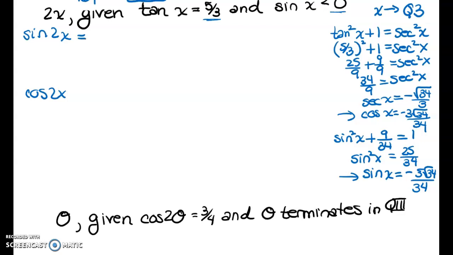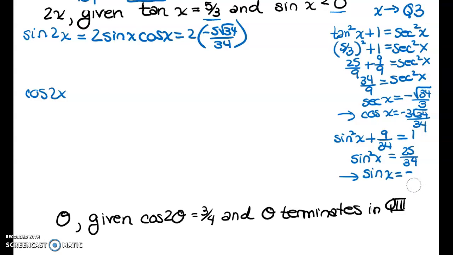So let's calculate the sine of 2x. 2 sine x cosine x equals 2 times the sine of x, which is negative 5 radical 34 over 34. Maybe we should have used the unrationalized ones. Let's leave these not rationalized, and let's see how that works out.